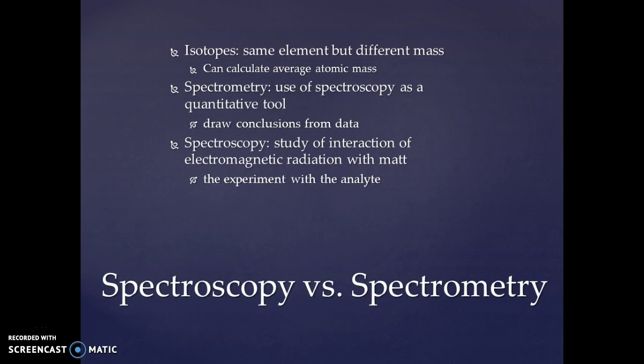And now we're on the mass spectrometry. And this deals with the isotopes. And isotopes are the same elements but different masses, and they can calculate altogether the average atomic mass. And with spectroscopy, it's the study of interaction of electromagnetic radiation with matter, and this is pretty much the experiment with the analyte. And the spectrometry is the use of the spectroscopy as a quantitative tool, and you're just pretty much drawing conclusions from the data from the spectroscopy.